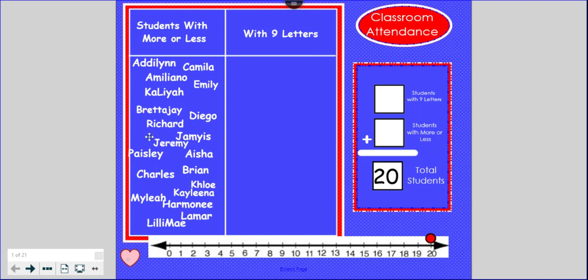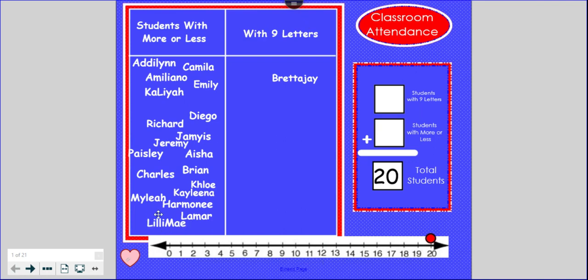Let's check Bretta J's. She looks like she has a long name. 1, 2, 3, 4, 5, 6, 7, 8, 9. Look at that. Bretta J has 9 letters in her name. So I'm going to move it over onto the side of our T chart that says students with 9 letters.